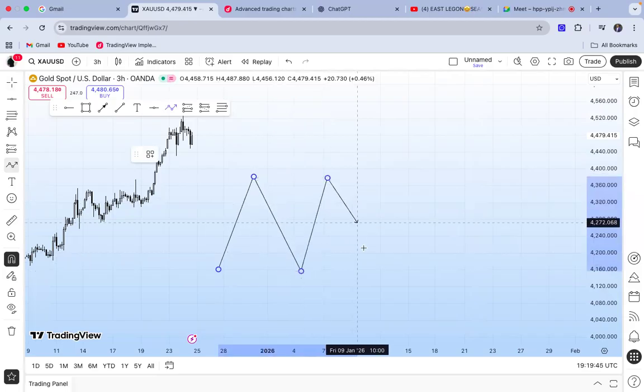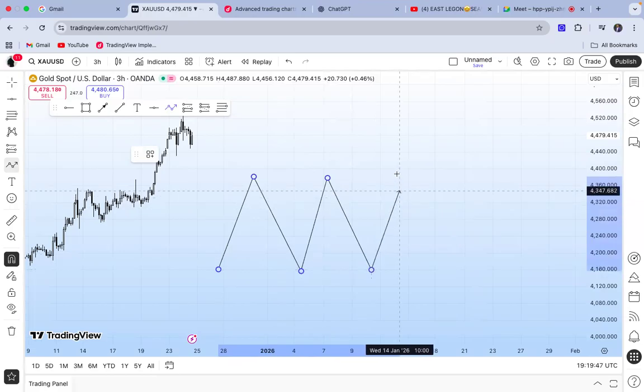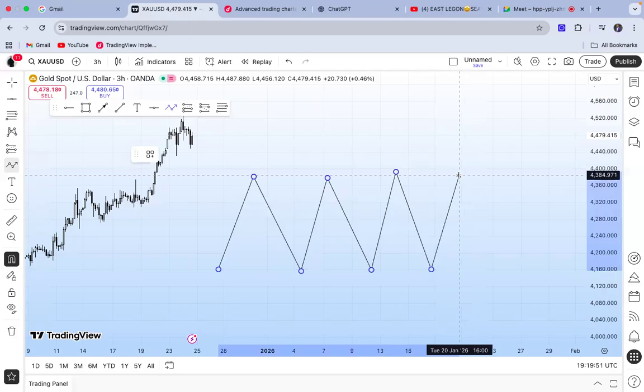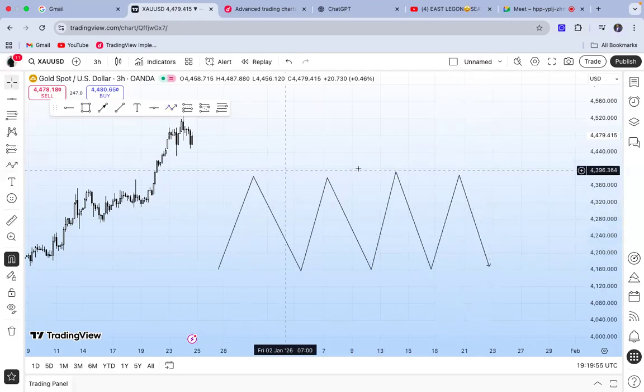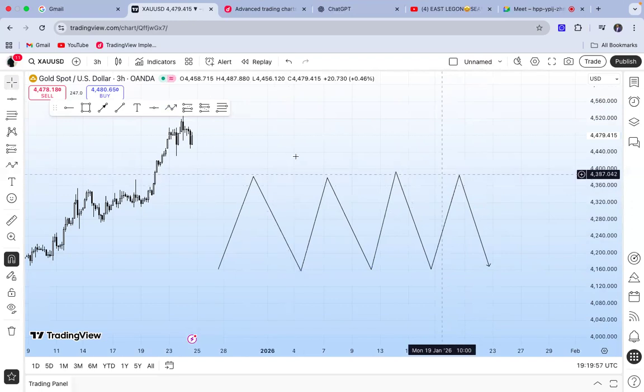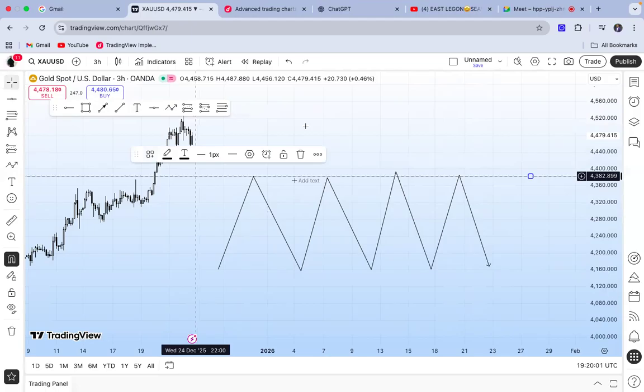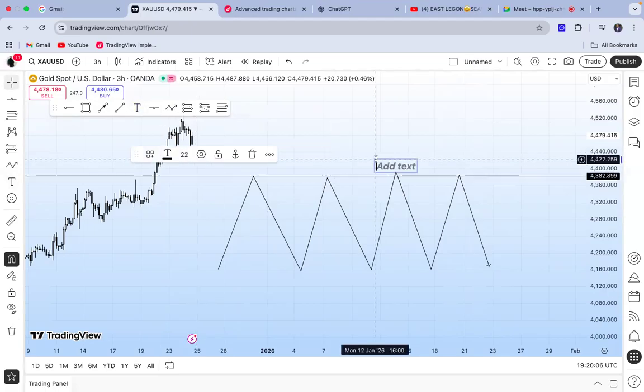So the ranging market also forms what we call equal highs and equal lows. You realize that all the highs are almost around the same price, so we call it equal highs. Let me put this line here. We name this as equal highs.